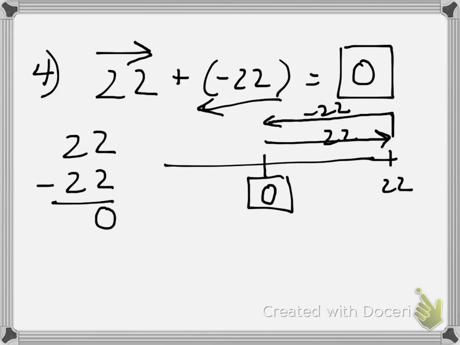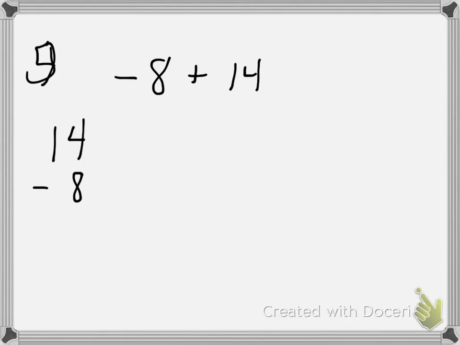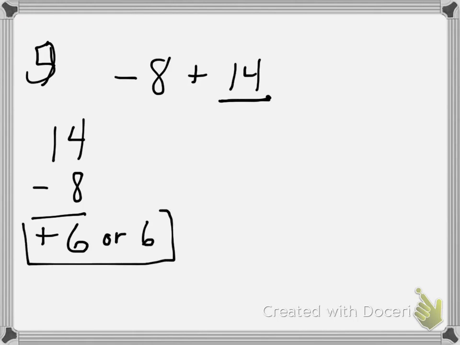Okay. For number 5, we have -8 plus 14. So if we use our rules, we have different signs. Find the difference, so we're going to subtract. Use the sign of the larger absolute value. 14 is farther from 0, so therefore this would be a +6. And we can write that with a plus sign or just as 6.